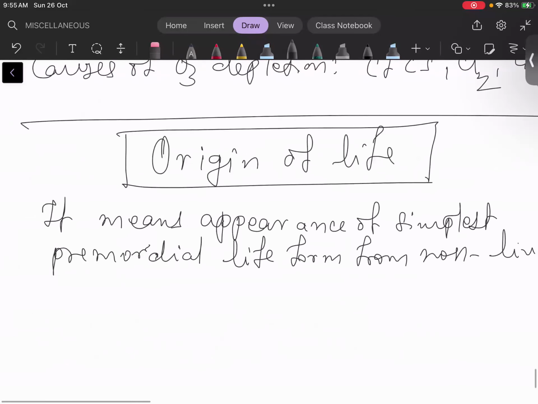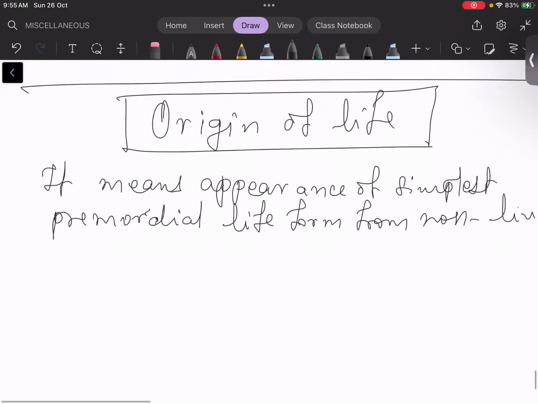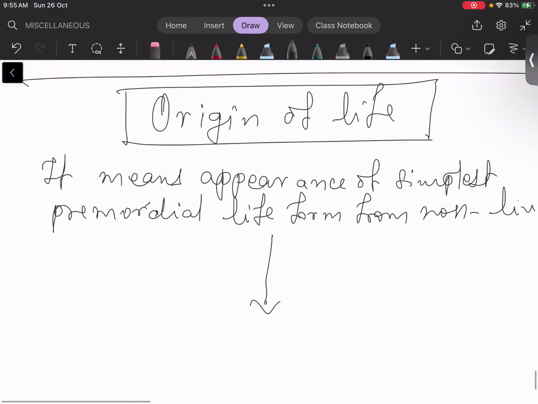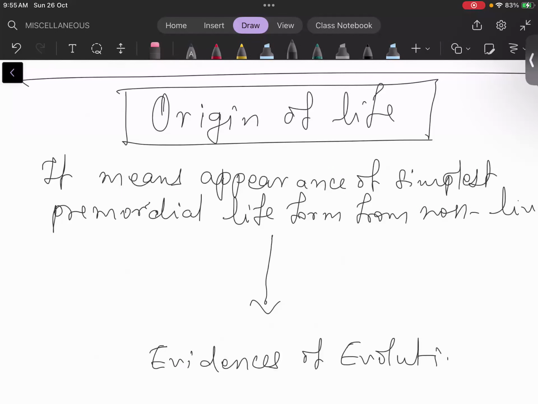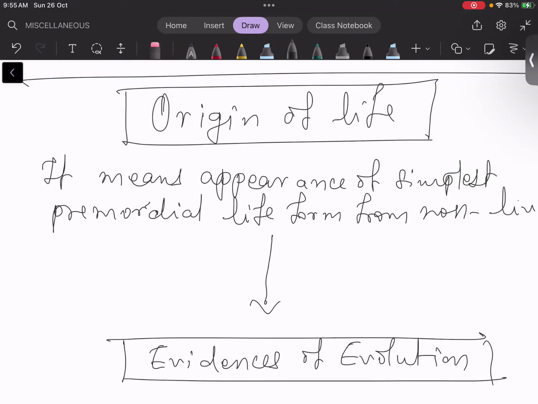Right? Now, origin of life leads to evidences of evolution. Of course, evidences of evolution are of two types. Morphological.